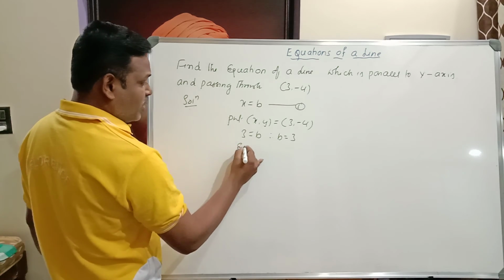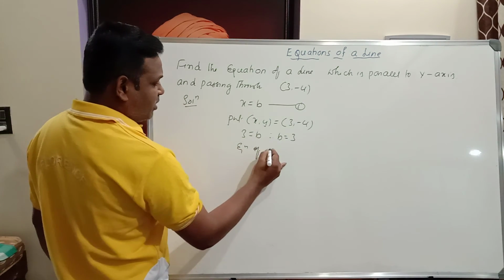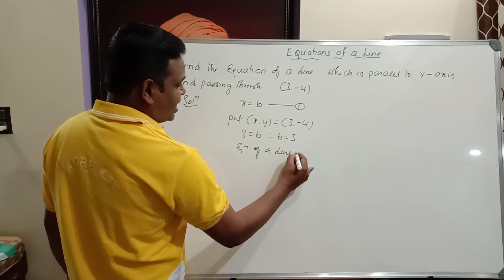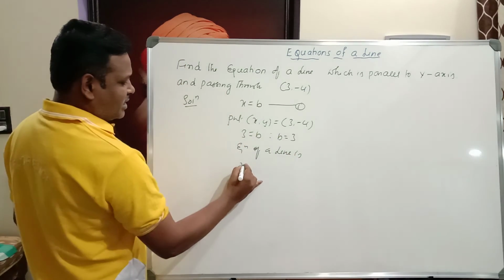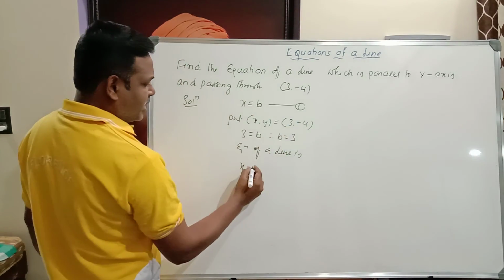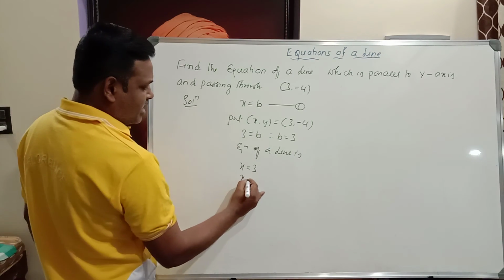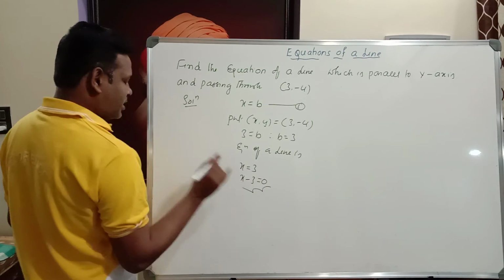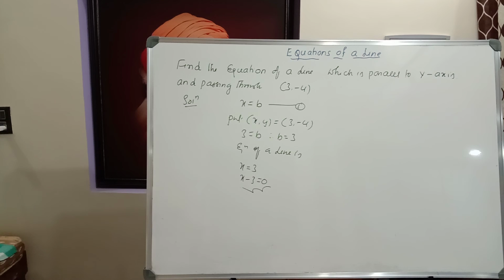Therefore the equation of a line is x is equal to b, where the value is 3. So take 3 here, x minus 3 is equal to 0. Understand my point?